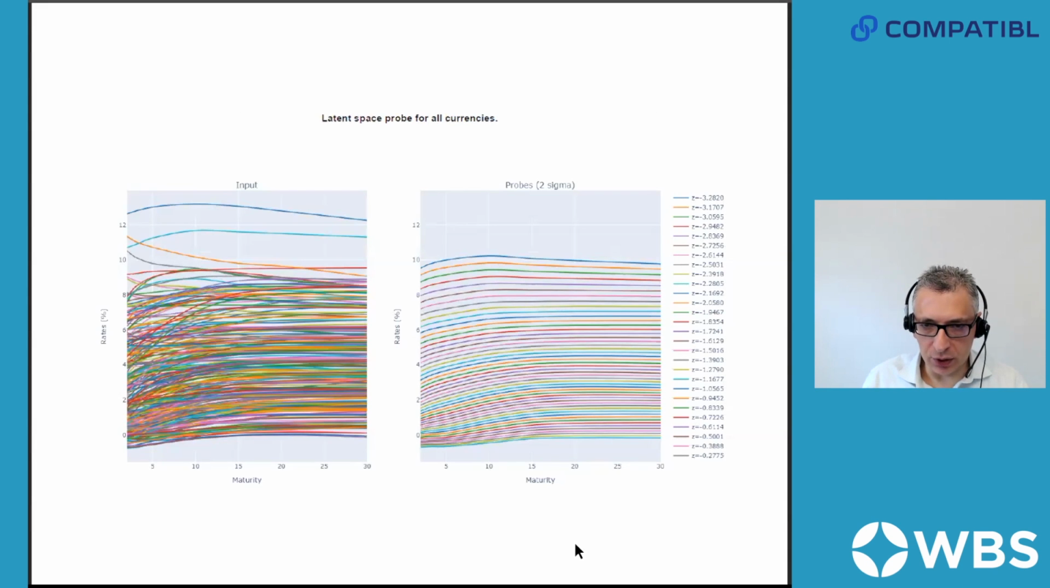But as you see here, and this is for all currencies, this is the input, and this is the latent space, 2 standard deviations. So basically, the curves on the right should enclose 95% of the data. And they do, because there are only a few outliers here.